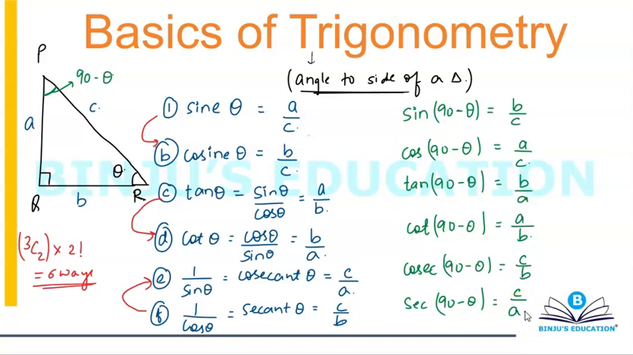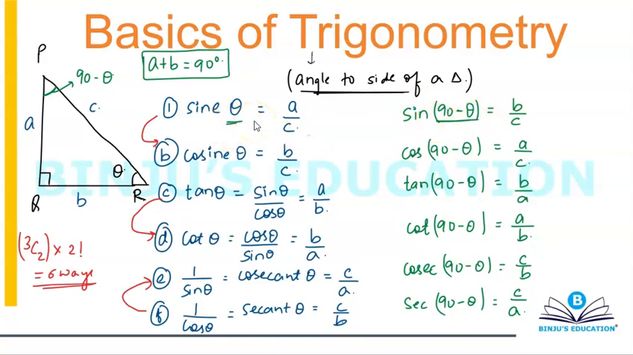Now you need to remember that if in a triangle the sum of 2 angles is equal to 90 degrees, then the 2 angles are said to be complementary in nature. Everyone knows this, right? So what we have done here is that we have written trigonometric functions for an angle, and we have also written trigonometric functions for its complementary angle, because 90 minus theta will automatically become the complement of theta.